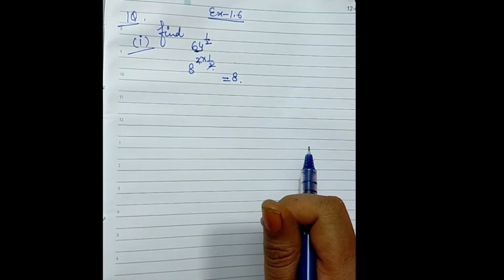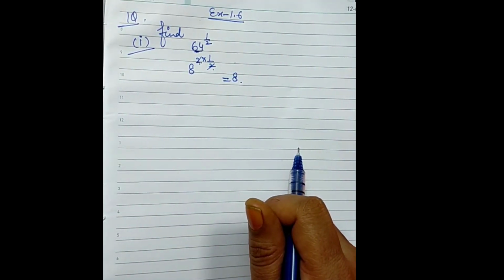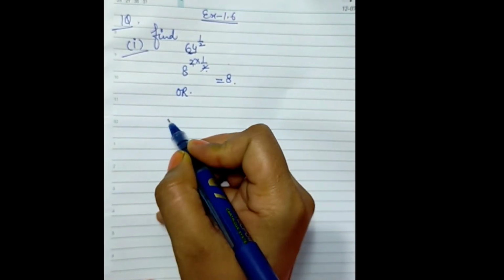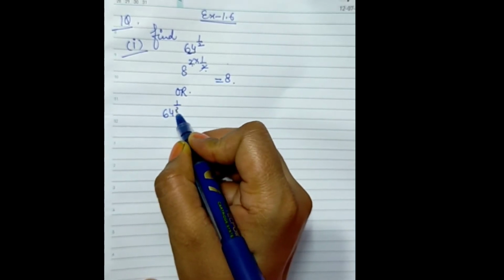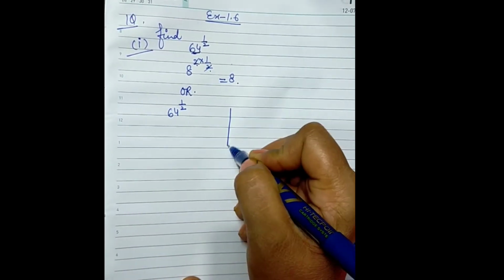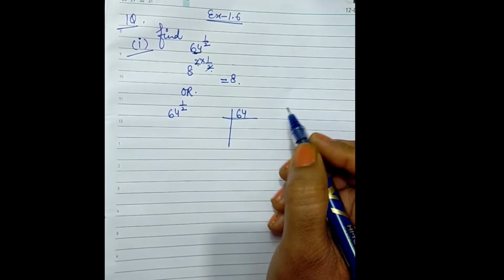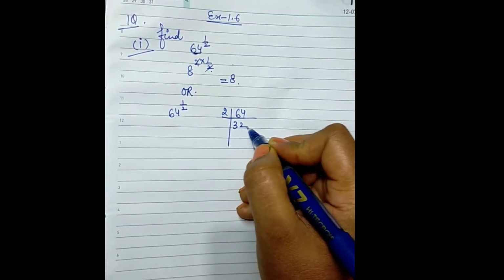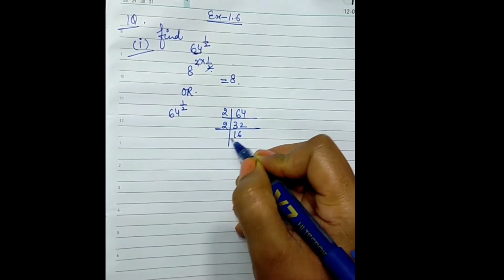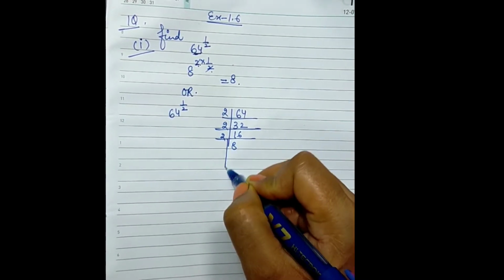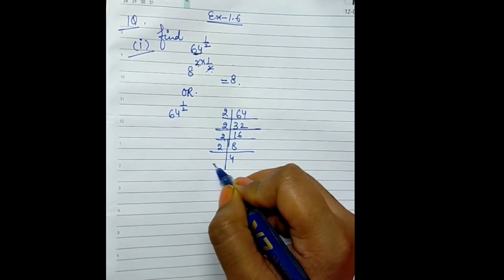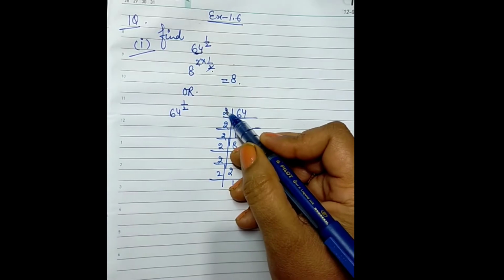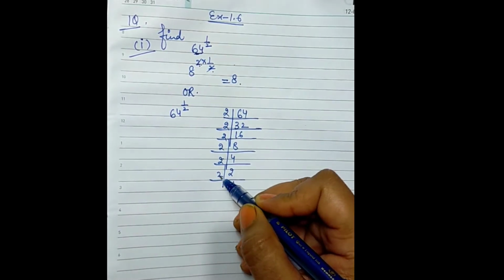But there are many questions where we don't remember the squares. So in such questions, I am doing the same question again. In such cases, what are we going to do? We are going to do the prime factorization of the given base. You can see there are 1, 2, 3, 4, 5, 6.